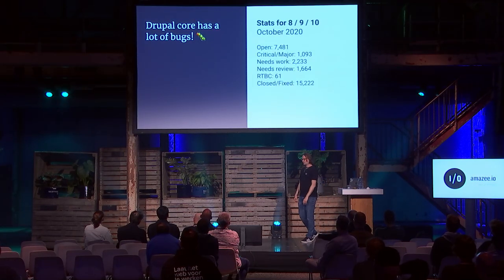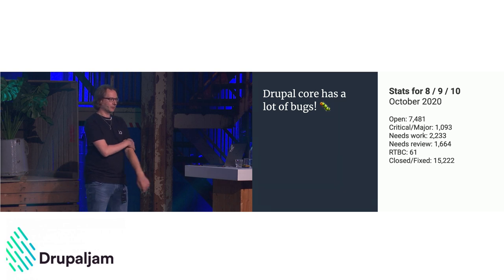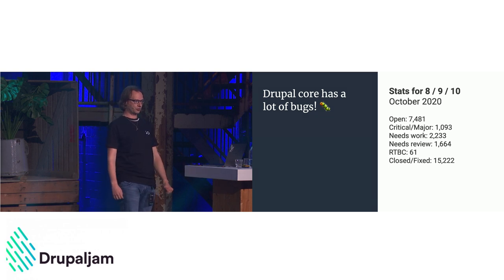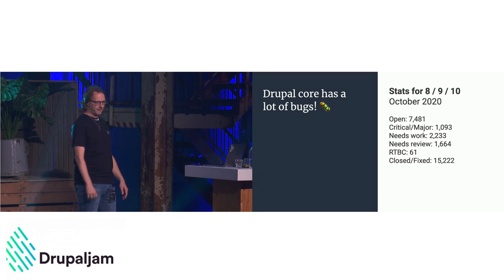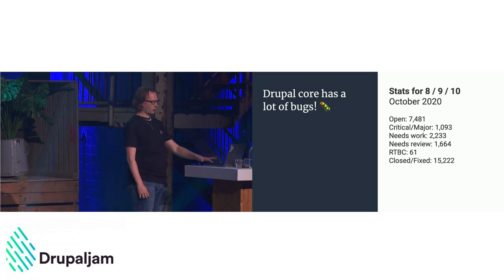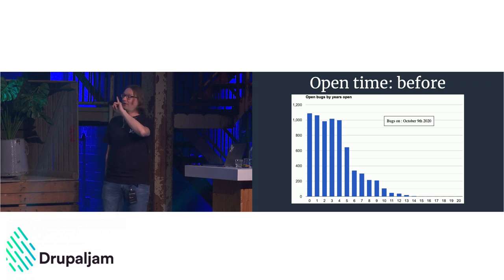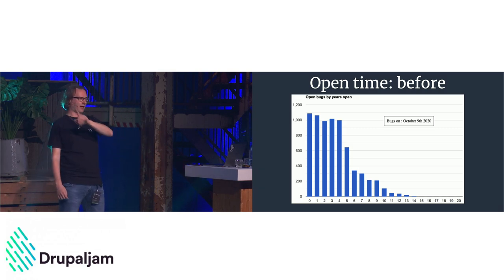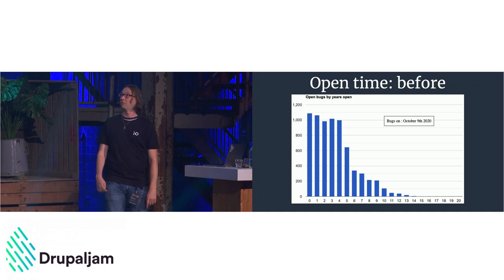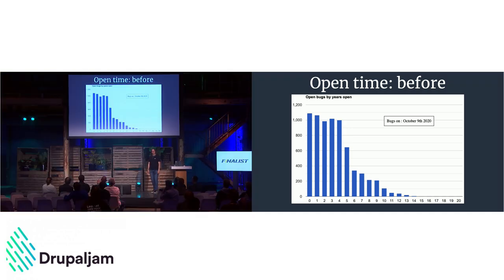Now, when we started working on this, back in 2020, there were 7,500 open bug reports for Drupal core, in various states. That's quite a lot, and they were distributed like this over the years. As you can see, every year you'd have about 1,000 extra open bugs. So it was growing steadily. The idea of the initiative was to do something to reverse this.